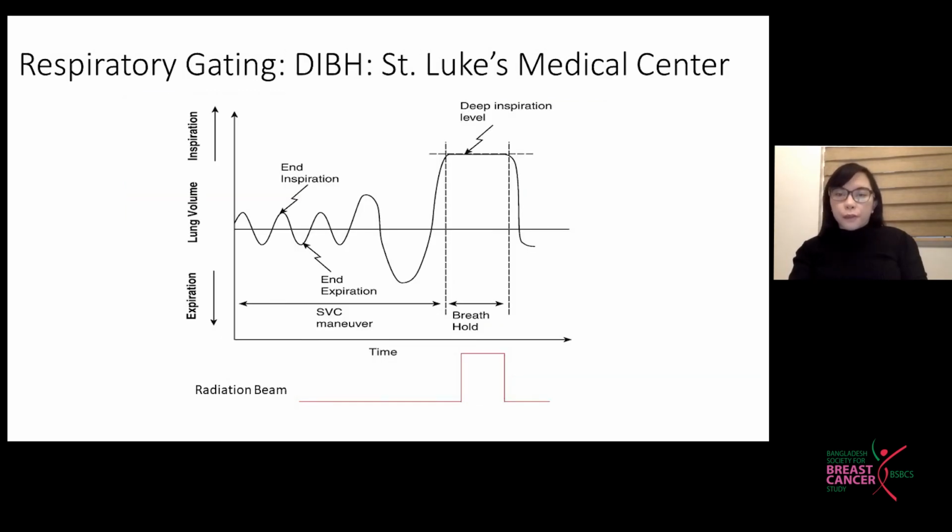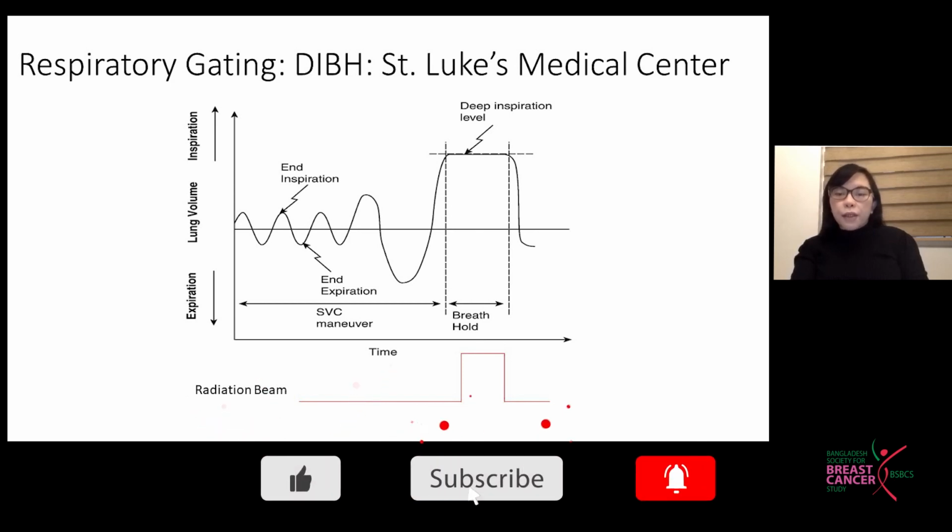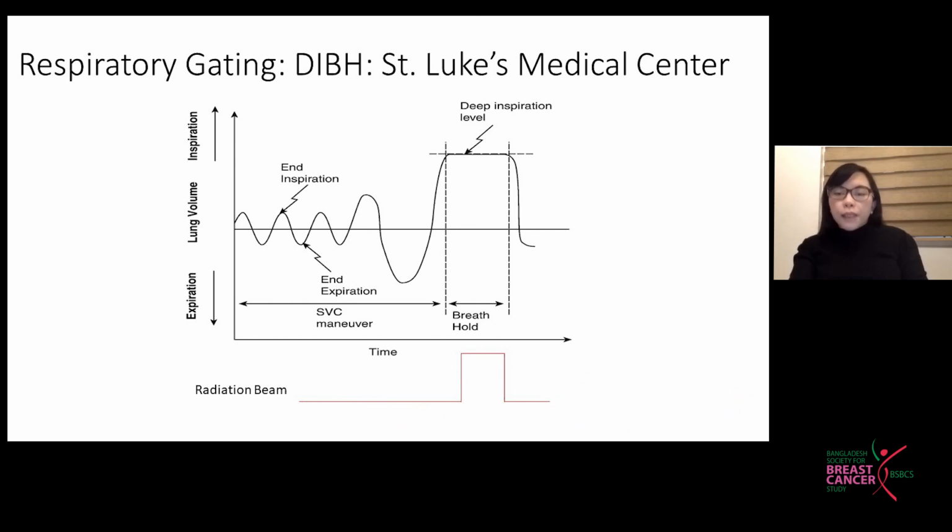So for breast cancer cases, we use deep inspiration, and we set our threshold based on the patient's ability to deep inspire, which we get the information from during planning and simulation. So the radiation beam will turn on only when the patient deeply inspires, as detected by the RPM system, and the radiation beam will shut off automatically should there be any discrepancy.